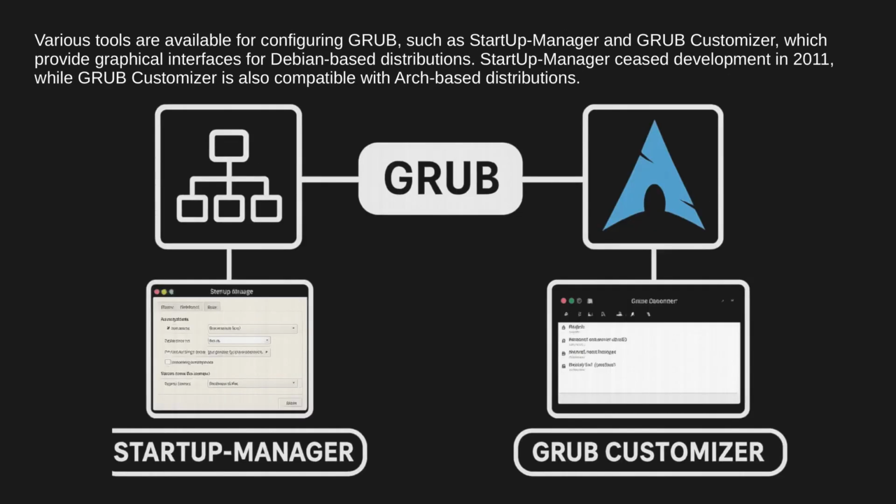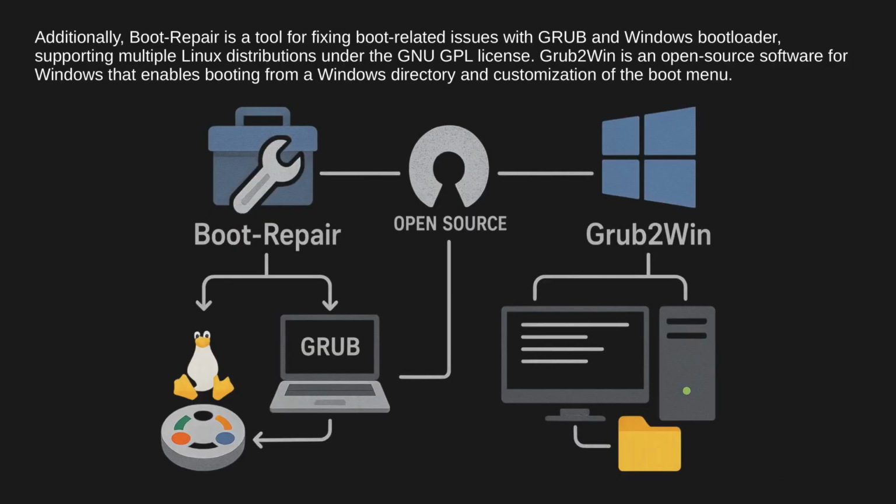Various tools are available for configuring GRUB, such as Startup Manager and Grub Customizer, which provide graphical interfaces for Debian-based distributions. Startup Manager ceased development in 2011, while Grub Customizer is also compatible with Arch-based distributions. Additionally, Boot Repair is a tool for fixing boot-related issues with GRUB and Windows bootloader, supporting multiple Linux distributions under the GNU GPL license. Grub2Win is an open-source software for Windows that enables booting from a Windows directory and customization of the boot menu.